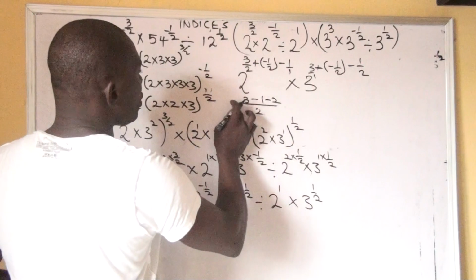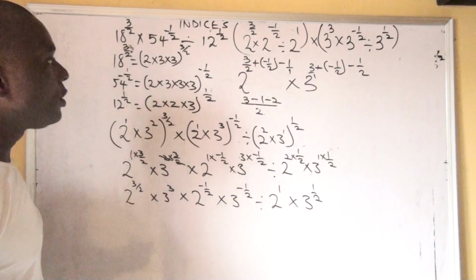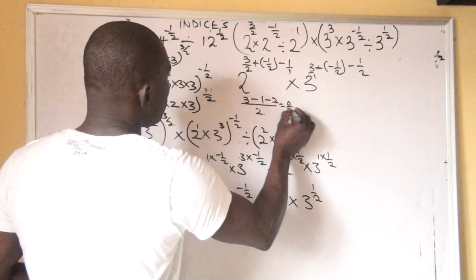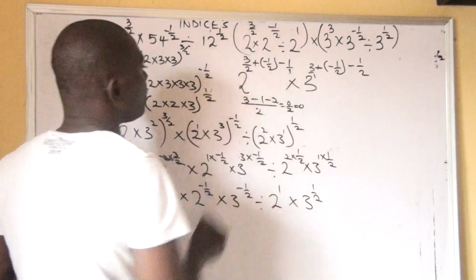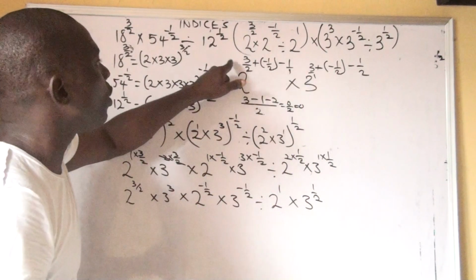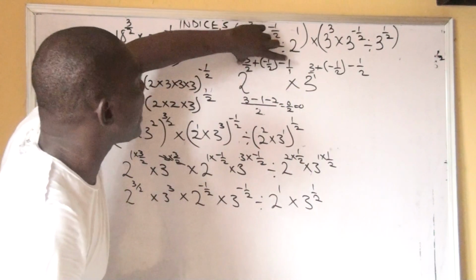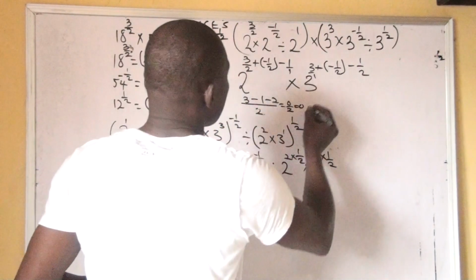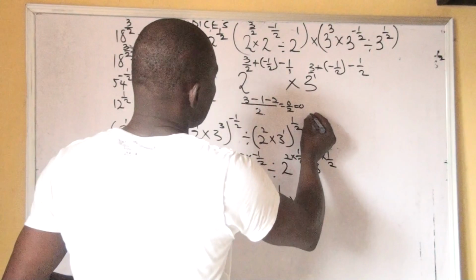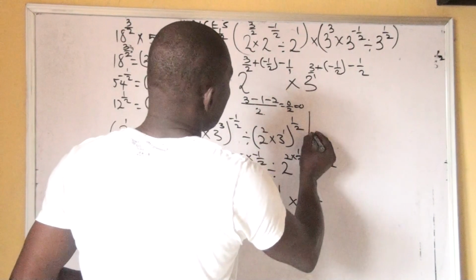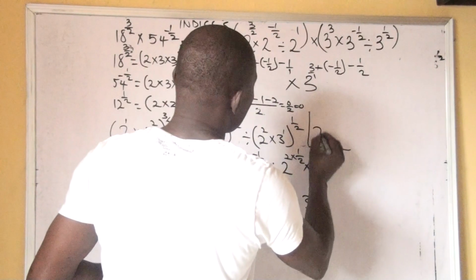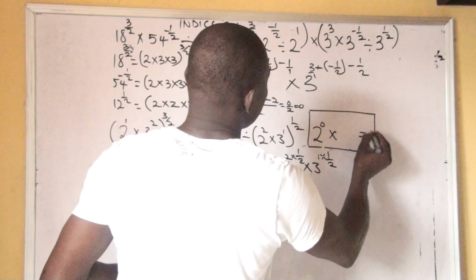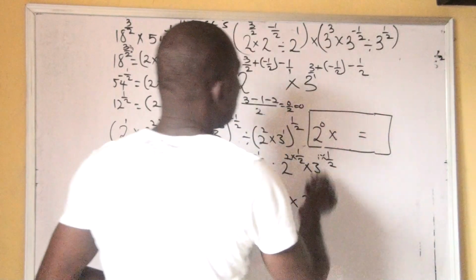Okay, now if we do this operation, we say 3 minus 1 is 2. 2 minus 2 is 0. So here is going to give us 0 divided by 2. So 0 divided by 2 is also 0. Okay, so that means the whole of this power here will give us 2 raised to power 0. Right, so we write it somewhere. Let's put it here. This is 2 raised to power 0, times the result we get from the 3.